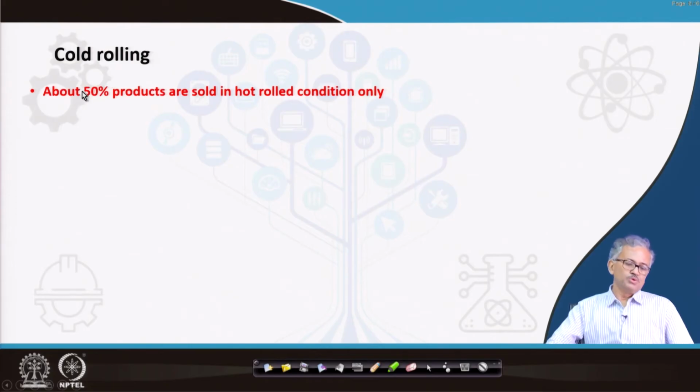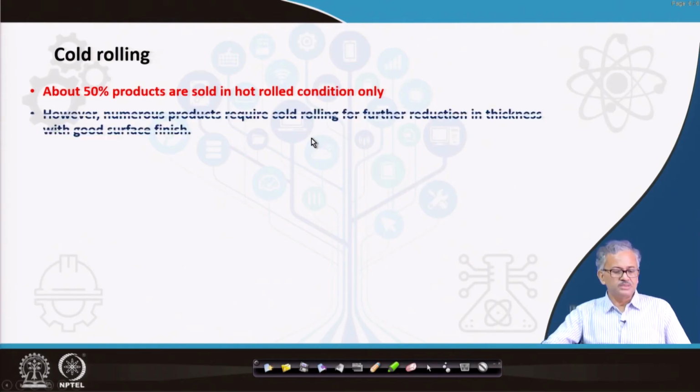Now sometimes cold rolling is needed, because about 50% of the products are sold in the hot rolled condition only, sheets, plates and all this, and some special products require cold rolling. And the advantage of cold rolling is that it can give a particular texture to the product, and these textures are helpful for developing some special properties of the steel. That's why cold rolling is needed. So that's why I am telling this.